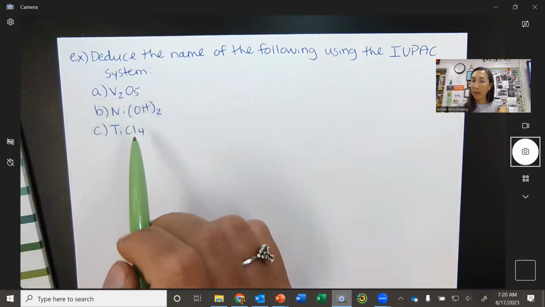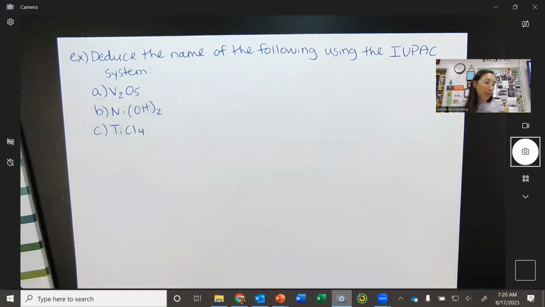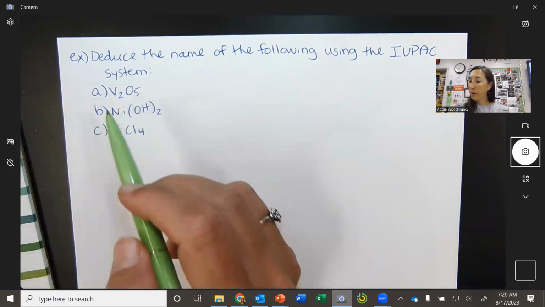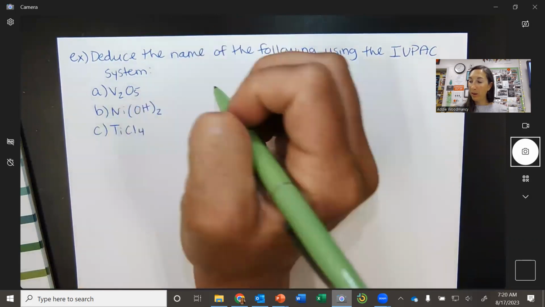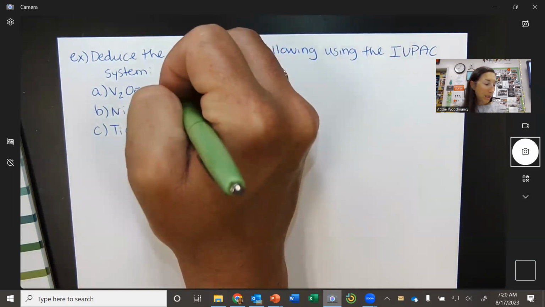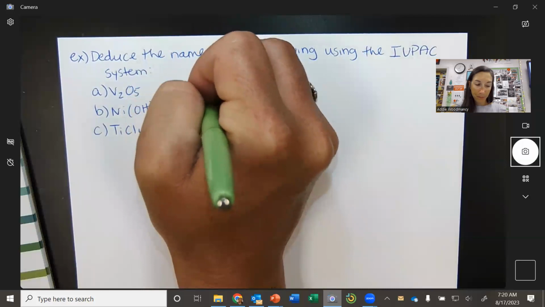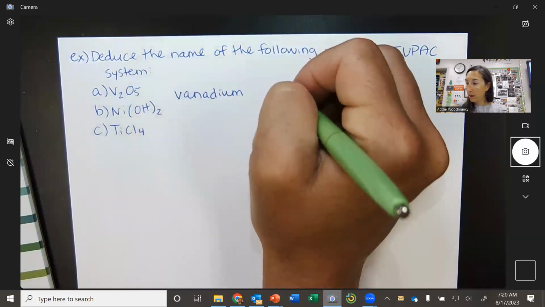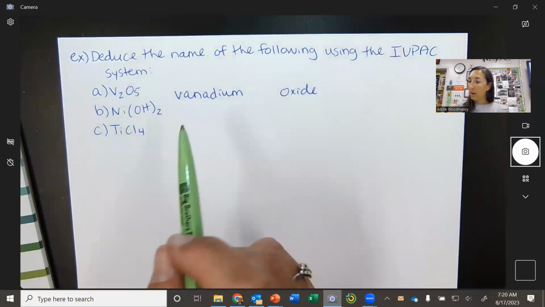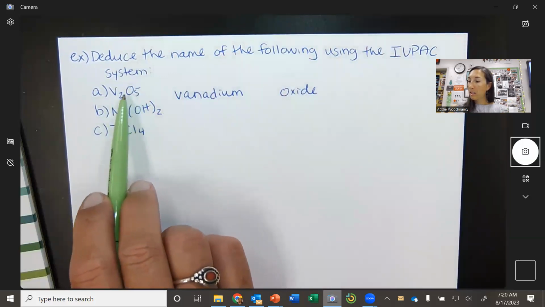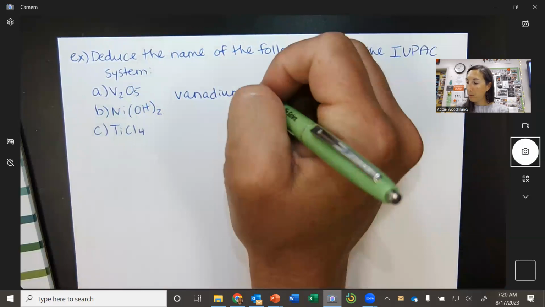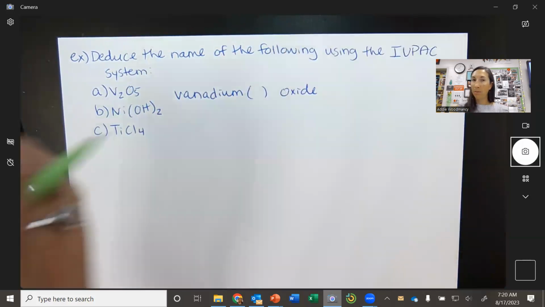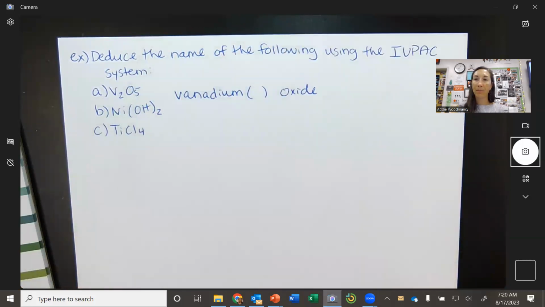If you want to get out your periodic table, you can pause the video to do that. This first element we have is V, so we find V on the periodic table, and it is vanadium. And then oxide. Now we have to figure out the oxidation number of vanadium, and once we do, we're going to put that in parentheses there.